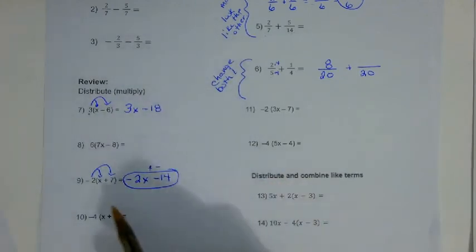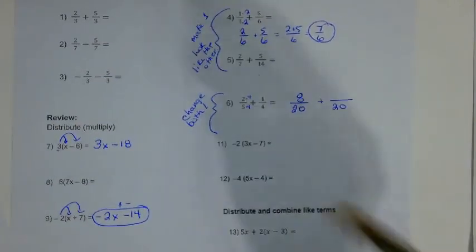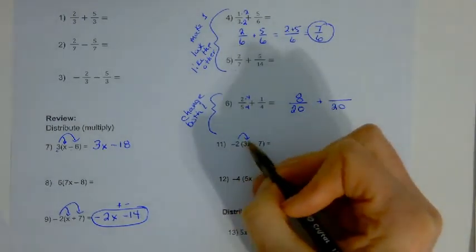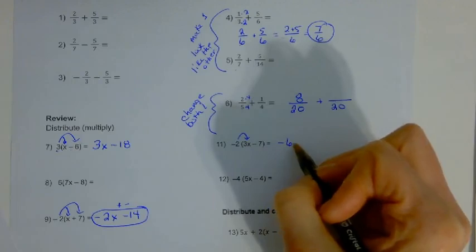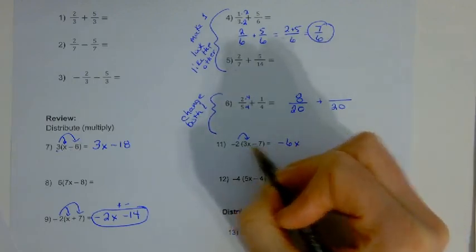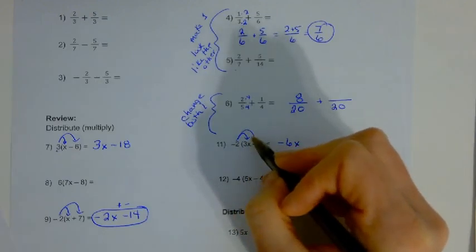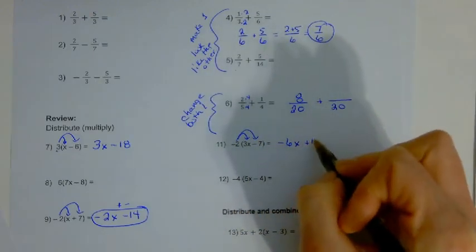And number 11, we're multiplying negative 2 again. Negative 2 times 3x is negative 6x. Right? Negative 2 times 3 is negative 6, and we have an x there. Now we have a negative times a negative, so that's positive 14, and we're done there. And you're going to do number 12.